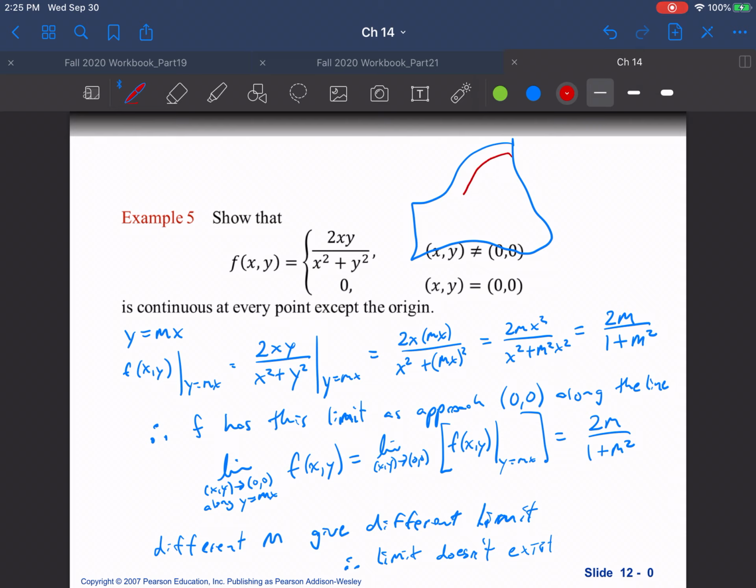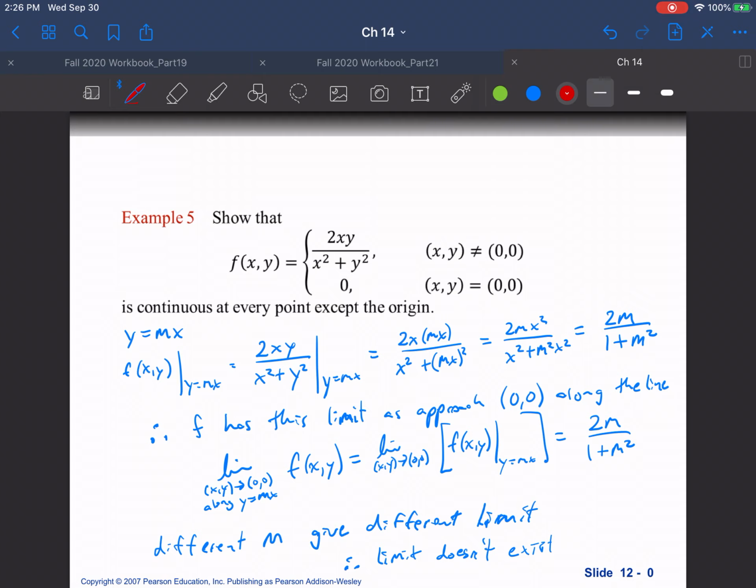We can travel along that path, or we could travel along this path to go towards the same points. So we're going to travel along some different paths and see what happens here. We're going to look at the path y equals mx. This is the family of straight lines of slope m. Whatever the slope happens to be, we'll travel along that.